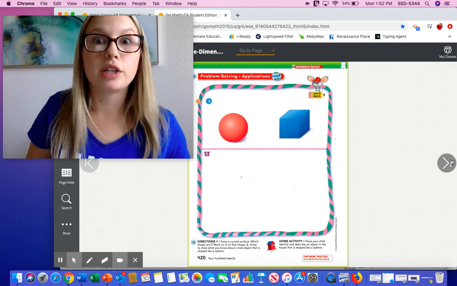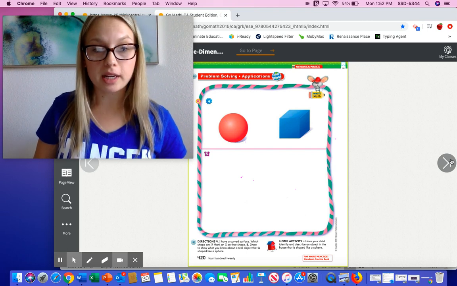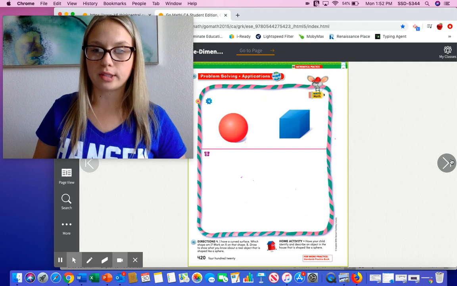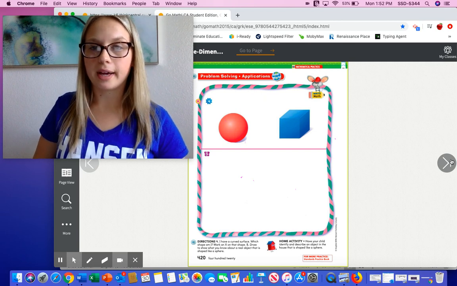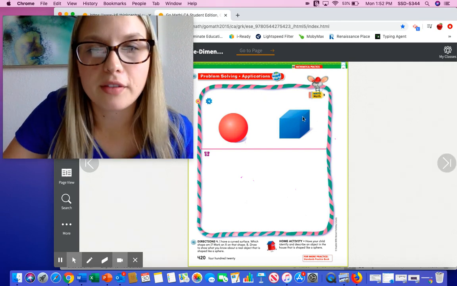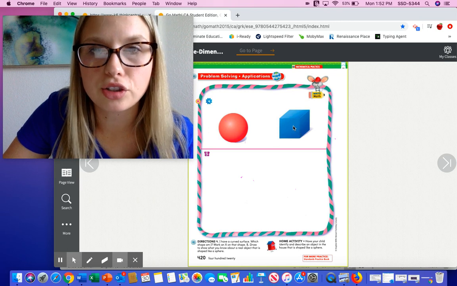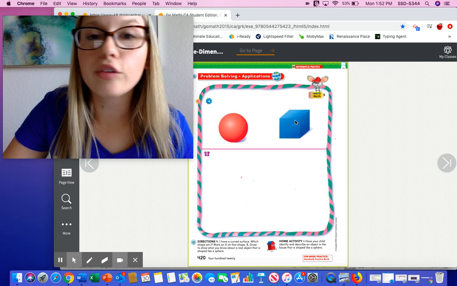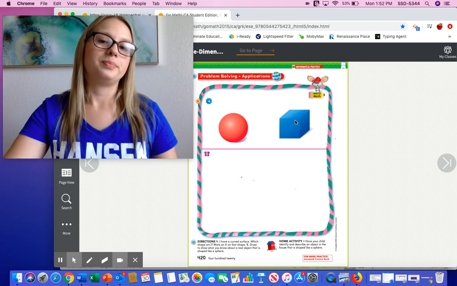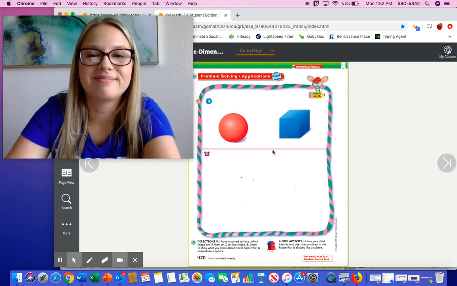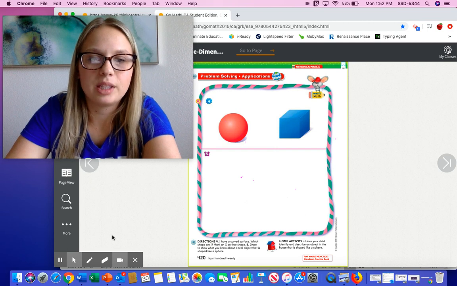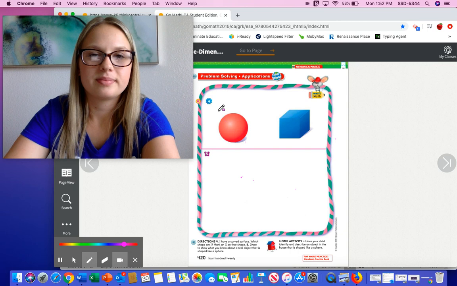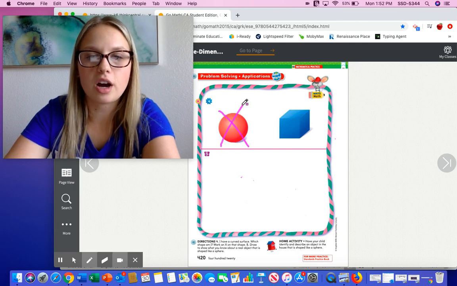And it's a mystery shape, so you have to guess which shape it is. It says, I have a curved surface. Which shape am I? Well, we see the first shape is over here and the second shape's over here. And the hint was, I have a curved surface. Which one has a curve? Go ahead and put a big X on that shape. This one here. Good job.